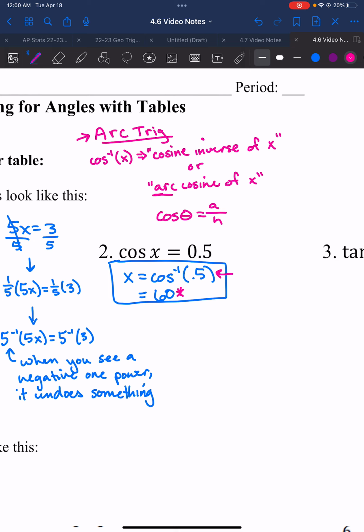Well, arc is telling us that we have some triangle and we are given two sides, A and H. We want to know the arc. What arc completes the ratio? So whenever we see that arc function, that's just saying, hey, what angle works? What angle makes this true?